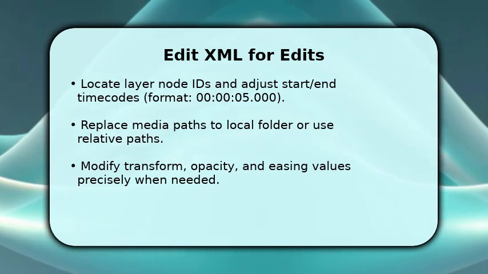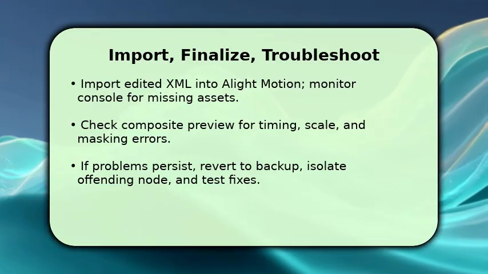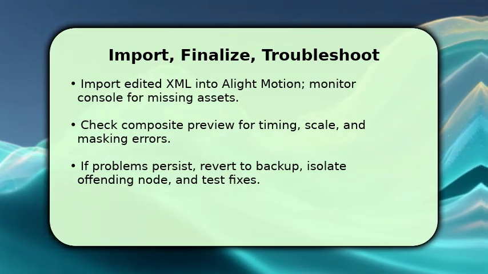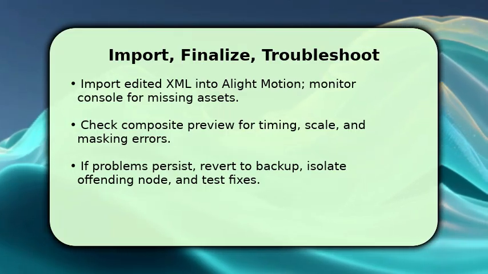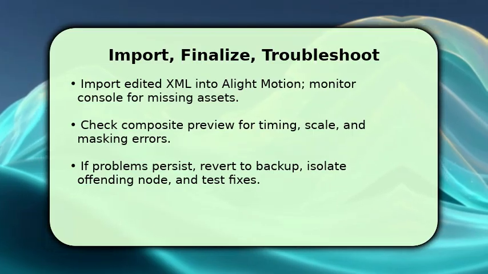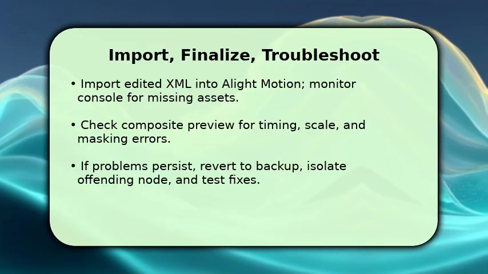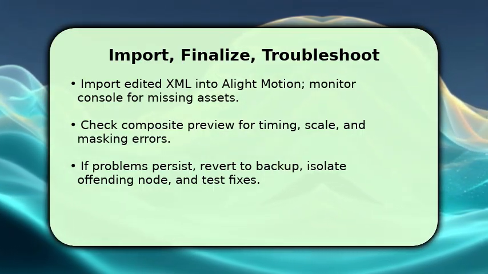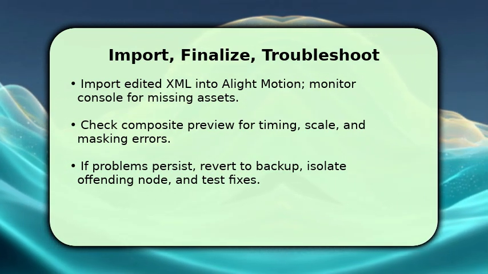Finish by importing the edited XML into Alight Motion and immediately preview the composition. You'll want to scrub through the timeline to confirm all layers appear at correct times and that transforms and masking behave as expected. If you see missing media or misaligned clips, review the import log and cross-check file names and path cases. As a troubleshooting tip, revert to your backup XML, then modify and re-import one node at a time to isolate the specific error, which speeds diagnosis and preserves progress.